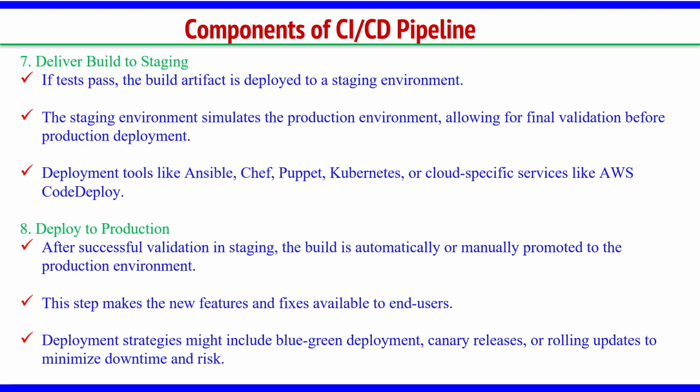Then the final one is deploy to production. What is this? Once everything is done, and you have tested it properly in staging, then after successful validation in staging, the build is automatically or manually promoted to the production environment. So this step will make the new features and fixes available to the end users. Here we use strategies called blue green deployment, canary releases or rolling updates.